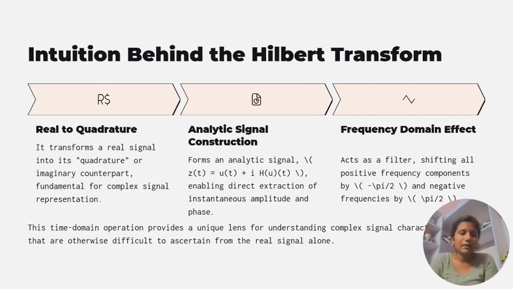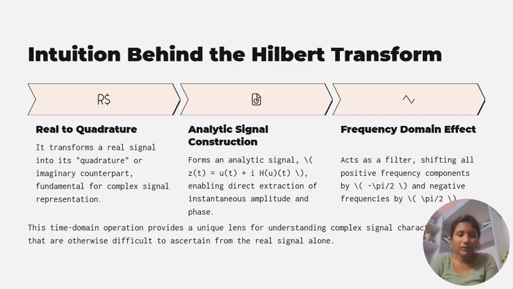Intuition behind the Hilbert transform: real to quadrature. It transforms a real signal into its quadrature or imaginary counterpart, fundamental for complex signal representation. Analytic signal construction forms an analytic signal z of t equal to u of t plus i times H of u of t, enabling direct extraction of instantaneous amplitude and phase.